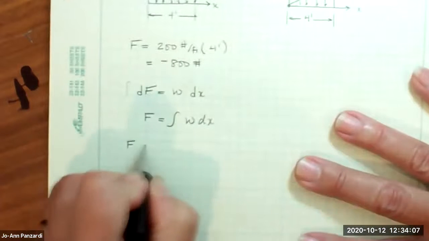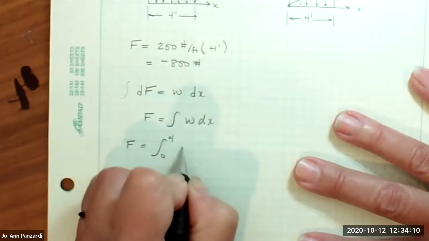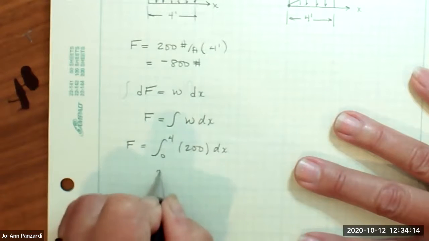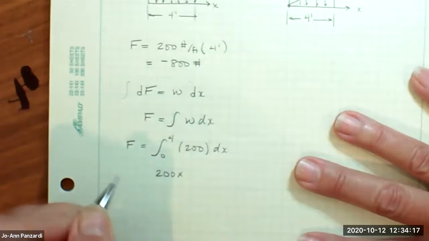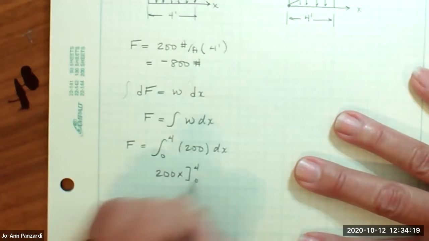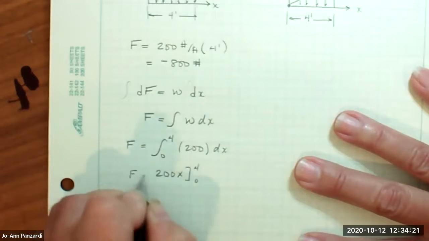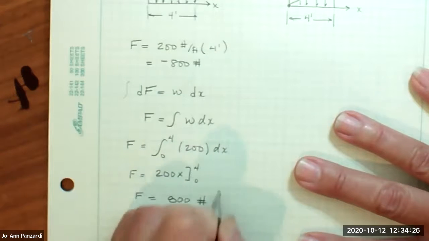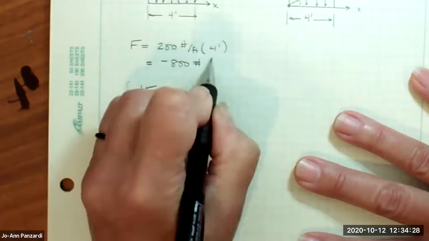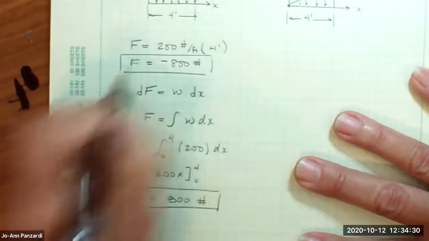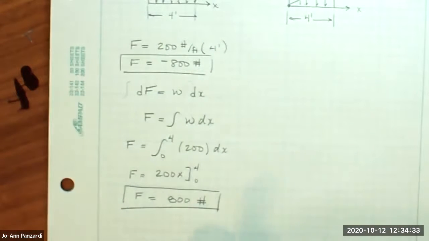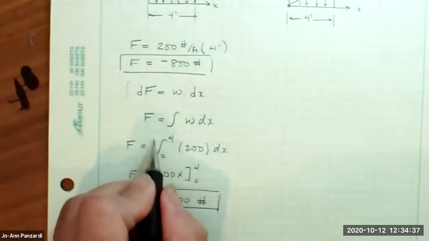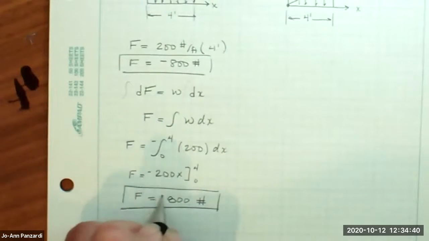The force is the integral from 0 to 4 of W, which is 200, dx. It turns out to be 200x going from 0 to 4, and F is equal to 800 pounds, which matches what we got up here. And of course, we'd have to put in the negative, right? Because we're looking at the force going down, so I'm going to have to put a negative in here and get a negative.